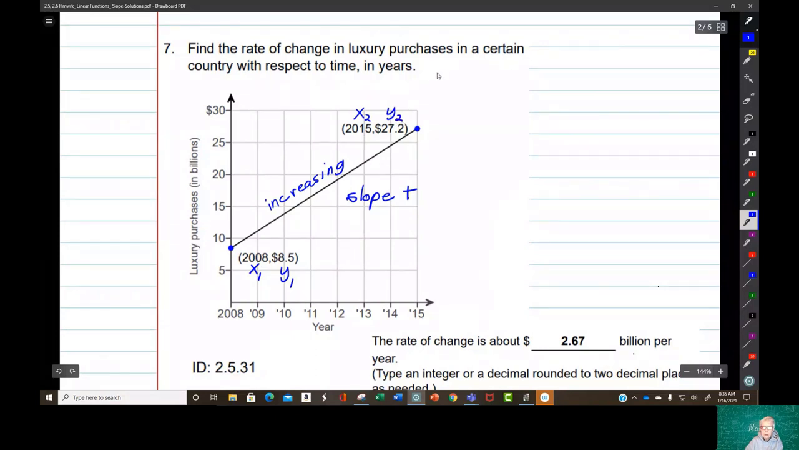And so the slope, which is the rate of change. Slope is important because in real life, it shows how fast a change is happening. So M equals y2 minus y1 over x2 minus x1.